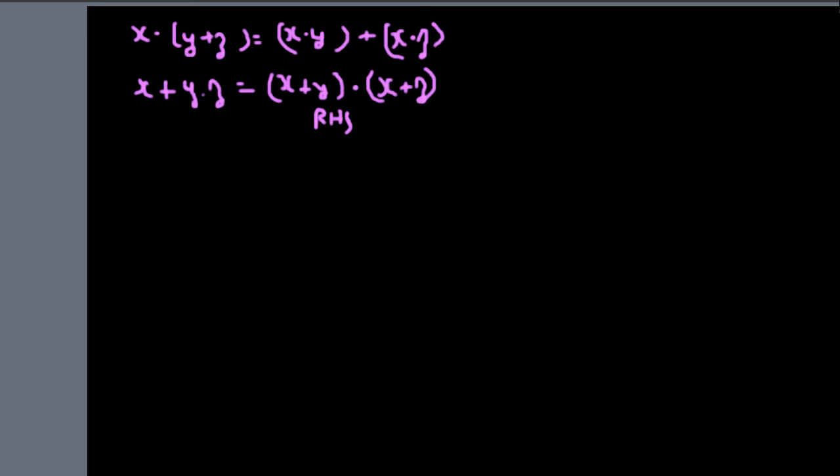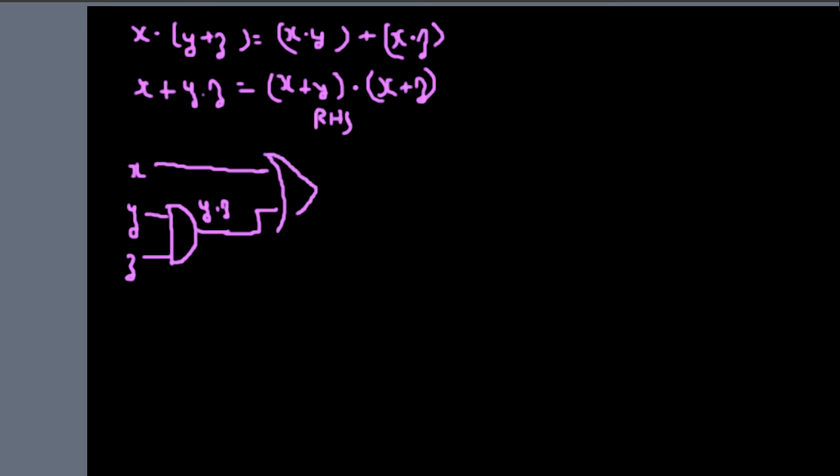So let's draw the logic gate for these two. We have y and z being given to this AND gate, so you'll get y multiplied with z. Then we have x as well. Now you have plus over here, so you'll use an OR gate. Now the inputs are x and y into z. So the final output would be x plus y multiplied with z.